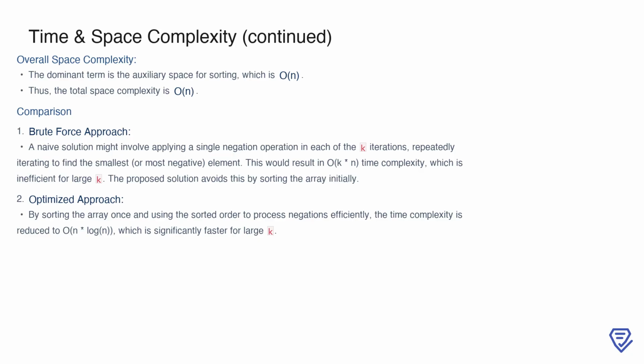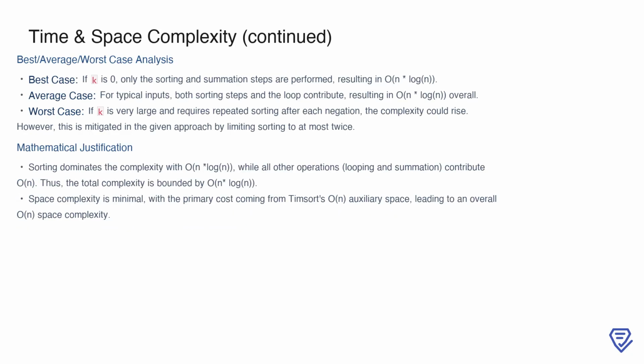This reduces the time complexity significantly to O(n log n), making it far more efficient for scenarios involving large values of k. Examining case-based complexity, the best case occurs when k is 0. Here, only the sorting and summation steps are performed, resulting in O(n log n) time complexity. In the average case, typical inputs involve both sorting steps and the single loop for negations, which also results in O(n log n) overall.